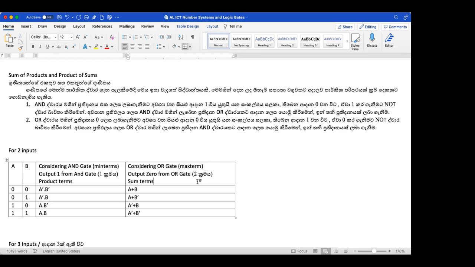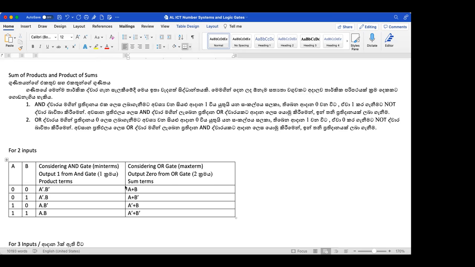In the product terms here, we try to obtain 1 from the AND gate. The second one, A is 0, B is 1. So A is inverted, A' becomes 1. Here B is 0, so B is inverted and B' becomes 1. Here A and B both are 1, so we keep them as they are without inverting. So these are called product terms or min terms.